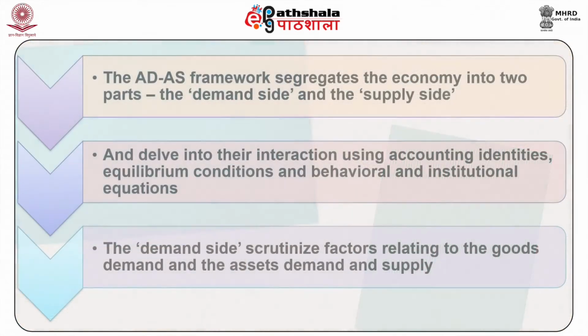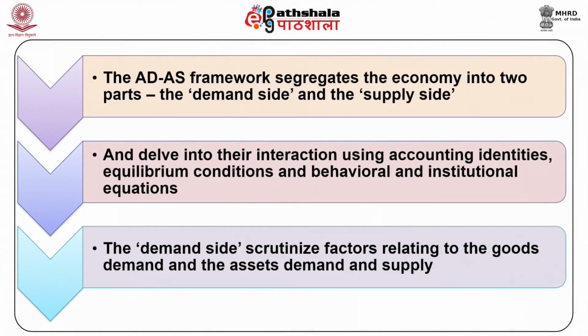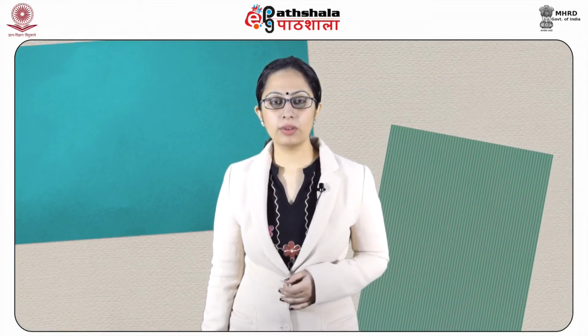aggregate demand. The AD-AS framework segregates the economy into two parts, the demand side and the supply side, and delves into their interaction using accounting identities, equilibrium conditions, and behavioral and institutional equations. The demand side synchronizes factors relating to the goods demand and the assets demand and supply. The supply side explores factors which are related to output and pricing decisions of producers and factor markets. The framework makes sure that neither demand nor supply side factors are ignored on the analytical front and that macroeconomic results are a function of interaction between the different markets.